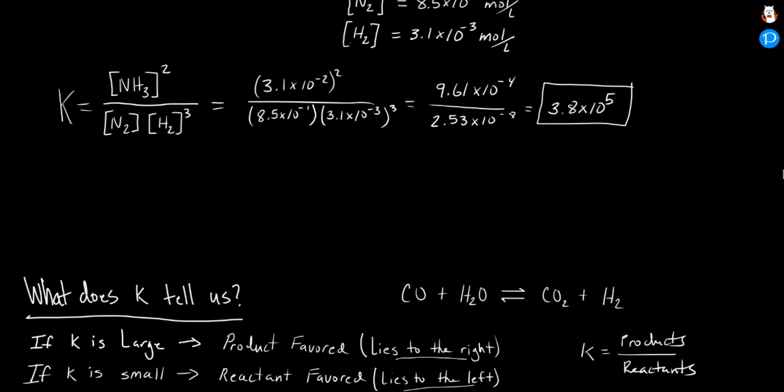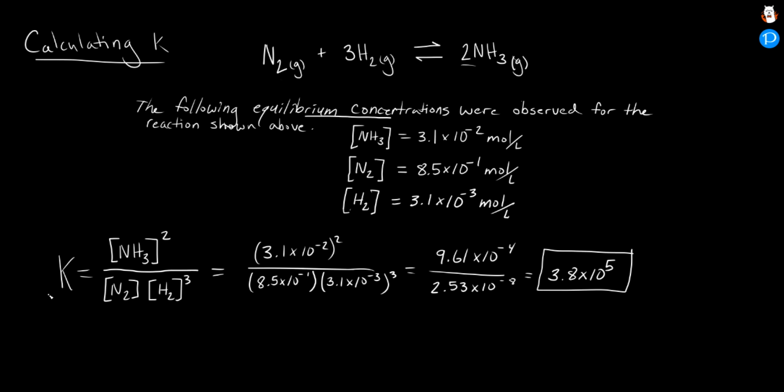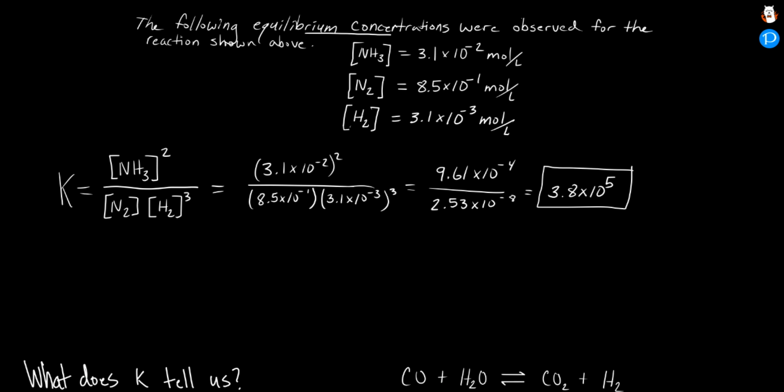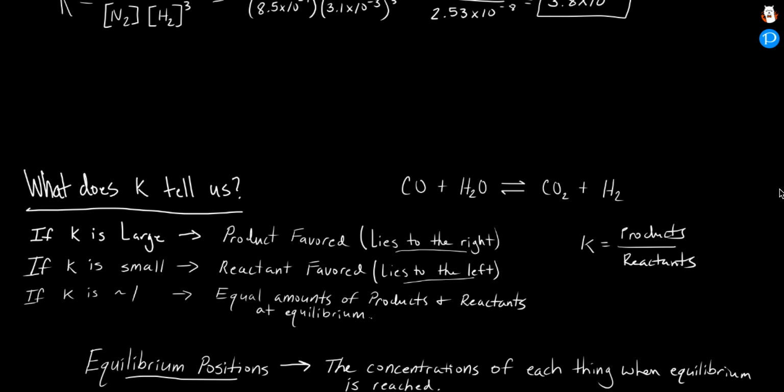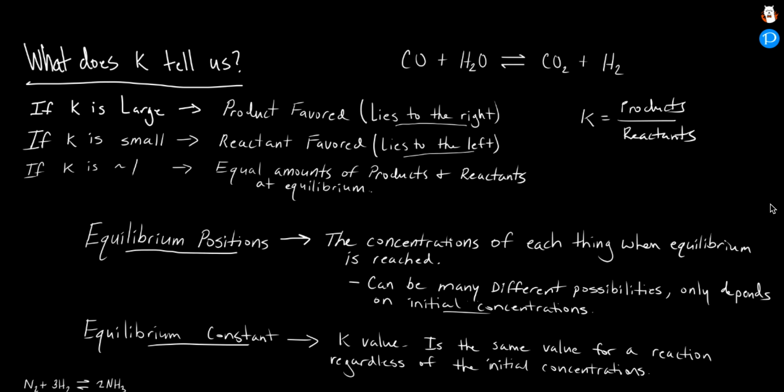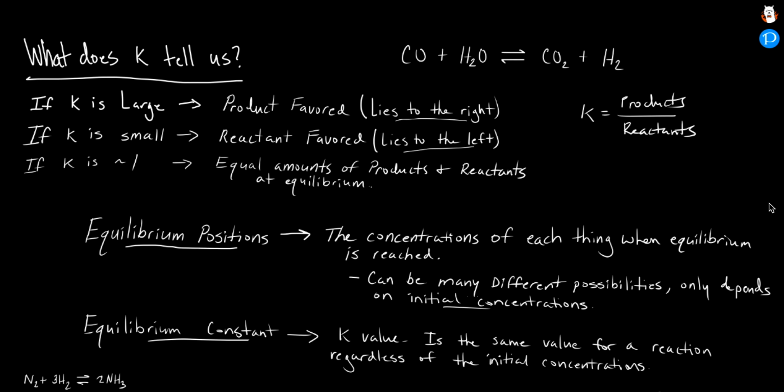Now, along with that, what does that K value tell us about the reaction? What is the significance of figuring out that K value? What K values tell us, they give us an idea of where a reaction is going to lie. So if you have a large K value, what that means is that reaction is product favored. It means that when it reaches equilibrium, you have a lot of products and not very much reactants.